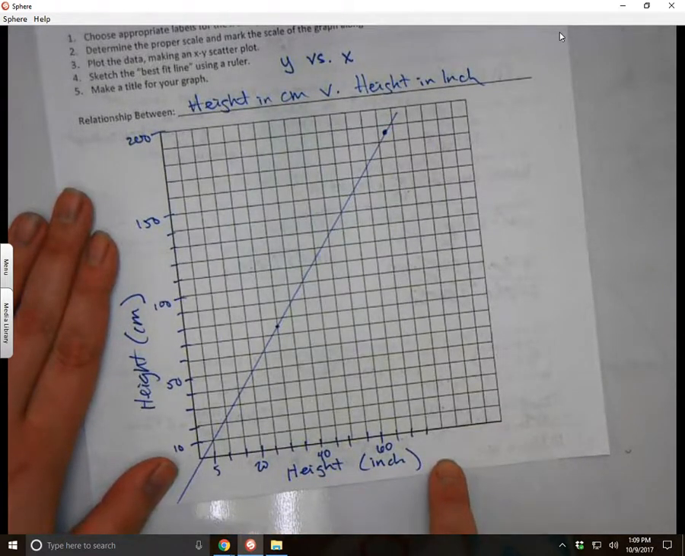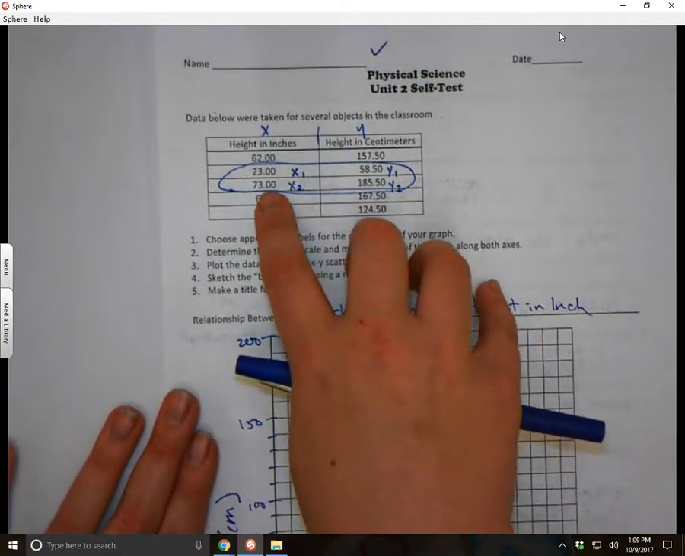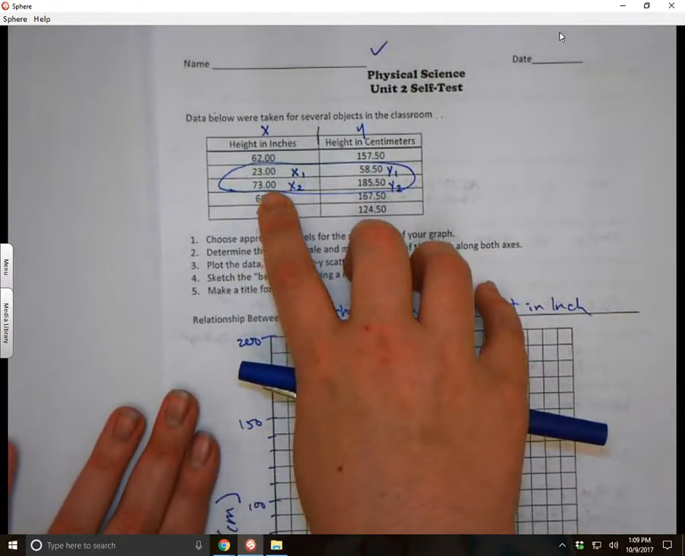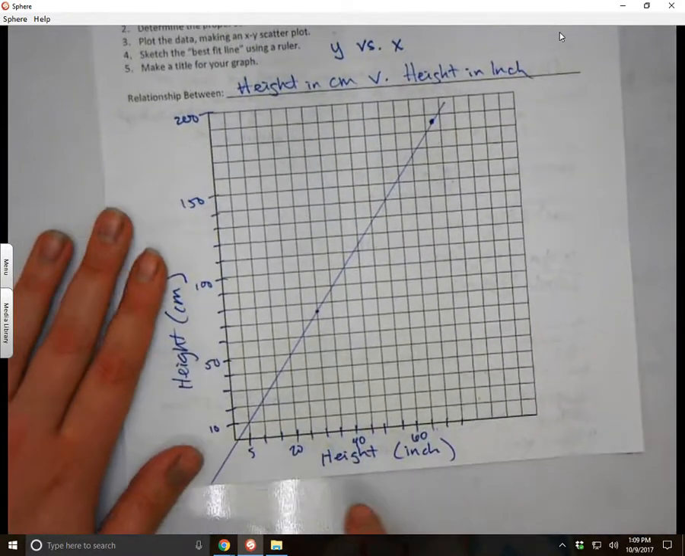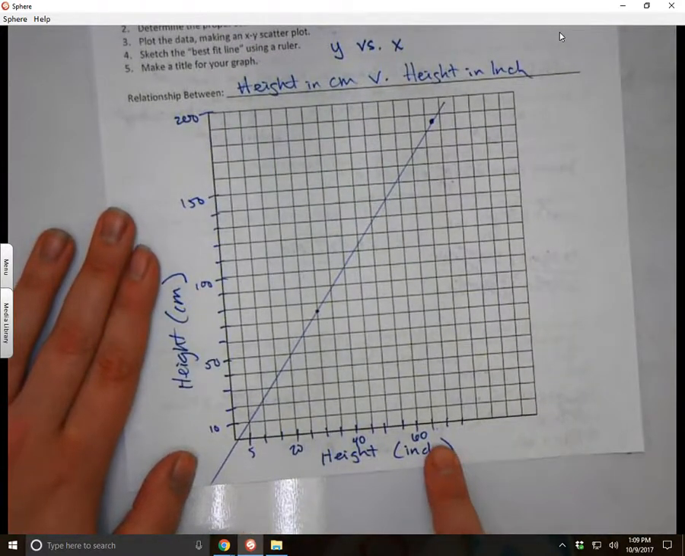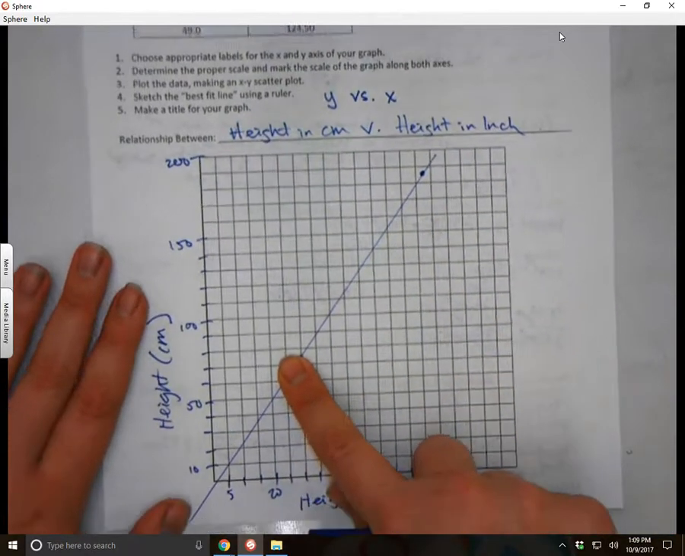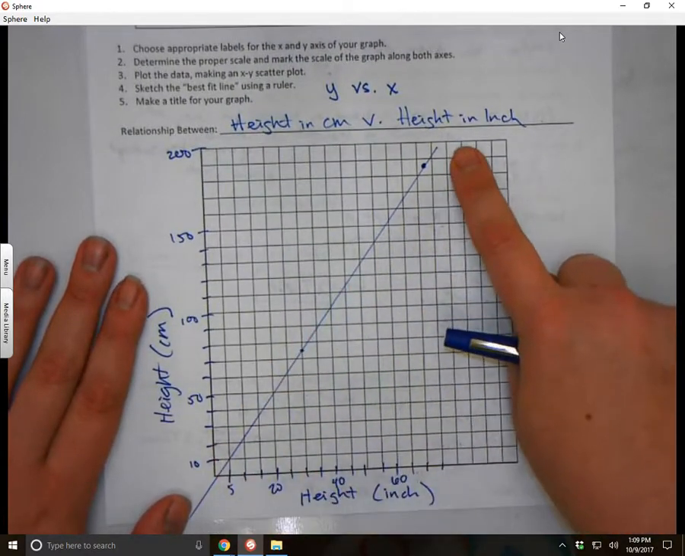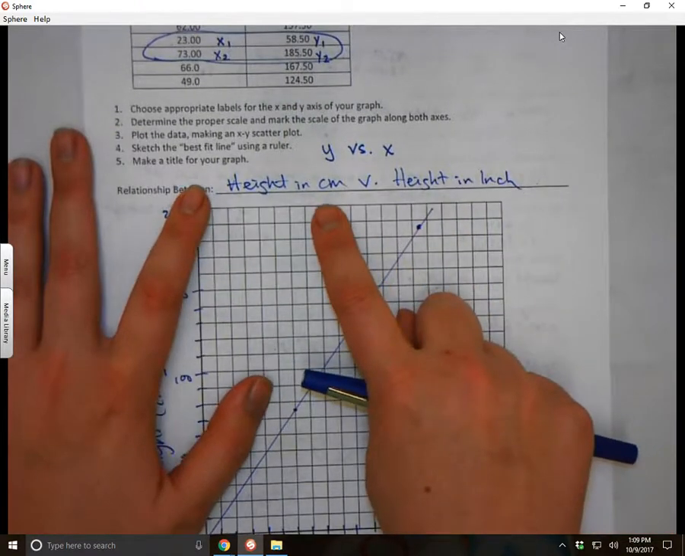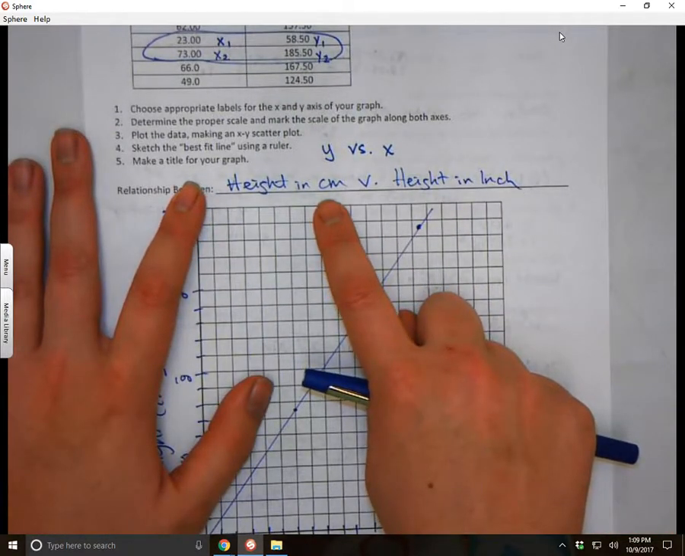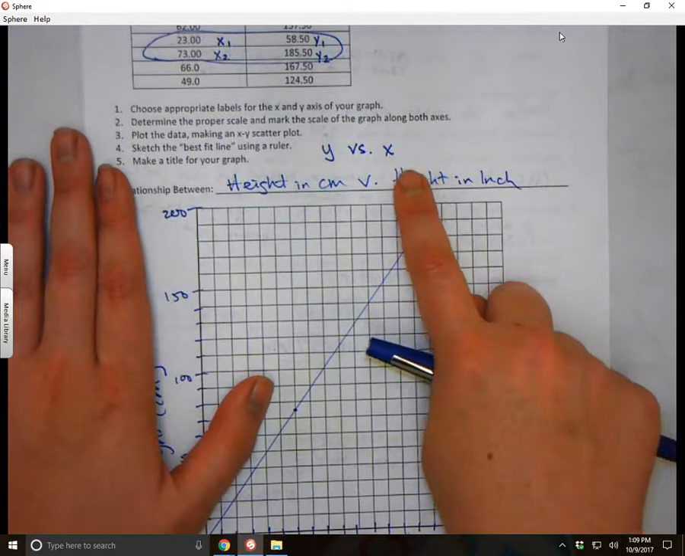We decided to count by 5 because our highest number is 73. And 73 divided by 20 was around 3.5. But 5 makes more sense to count by. You then needed to plot your points, which should have come out to a straight line, and used your ruler to make the line. We gave it a title of height in centimeters versus height in inches. And if you had forgotten, you can put that on your card, that the title should always be y versus x.